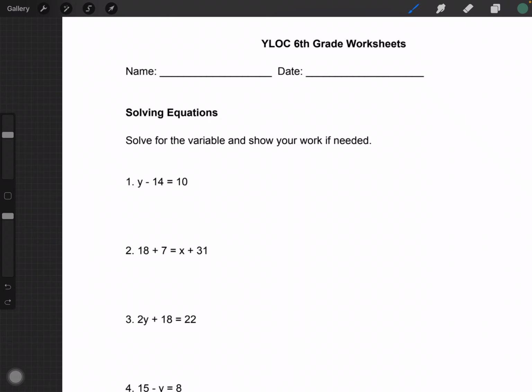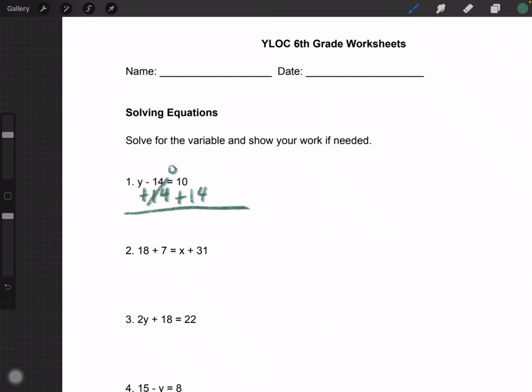So for example, the first one, we only want y on this side of the equal sign, but instead we have to get rid of the minus 14. So 14 is being minus from it, so the inverse operation would be to add 14. And we do this so that the 14 cancels out to be 0, so y becomes isolated. So minus 14 plus 14 gives us 0.